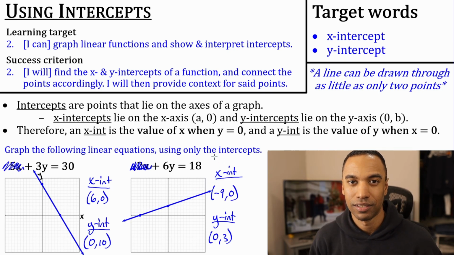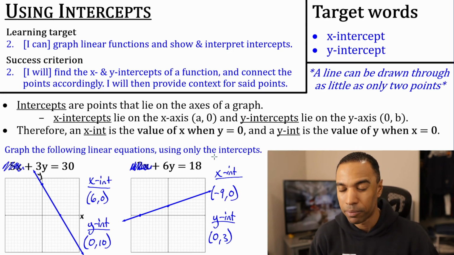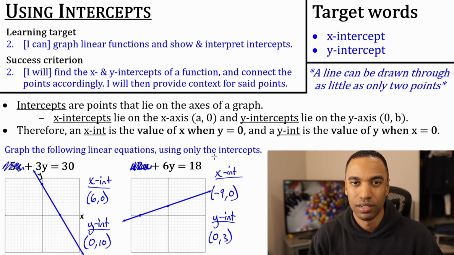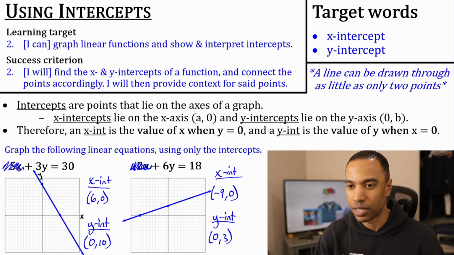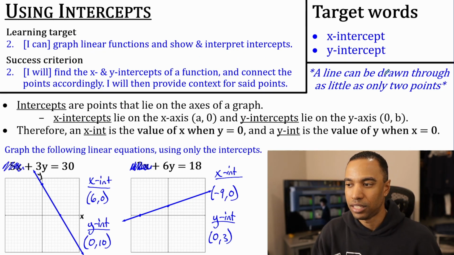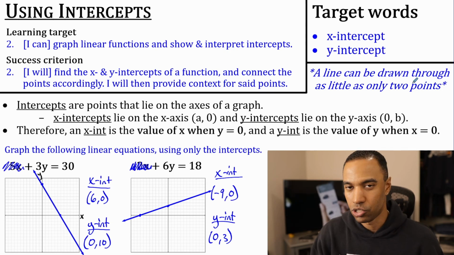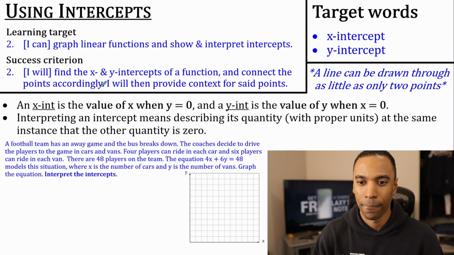Very fast. Very little computation. And the computation was so easy. A simple division. It's quite basic when you have this form and you have that opportunity. Use it to your advantage. A line can be drawn through as little as only 2 points. That's awesome. You need at least 2. All right.